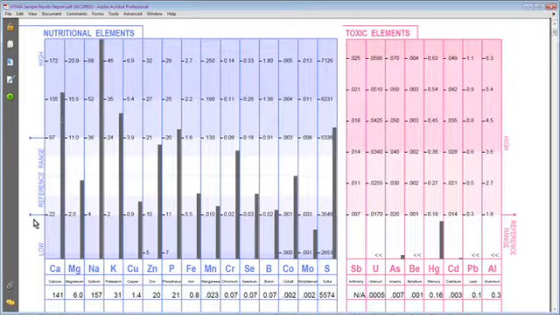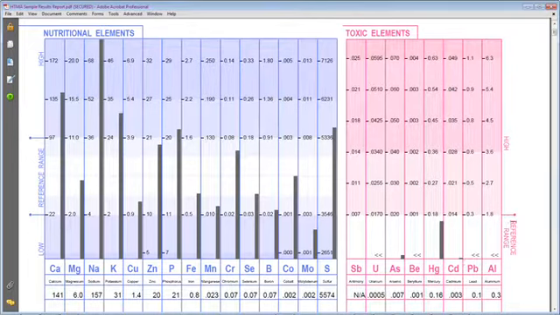These are the nutritional elements, meaning the minerals that most of us are familiar with: calcium, magnesium, sodium, potassium, copper, zinc, phosphorus, iron, manganese, chromium, selenium, boron, cobalt, molybdenum, and sulfur. The toxic elements are antimony, uranium, arsenic, beryllium, mercury, cadmium, lead, and aluminum.